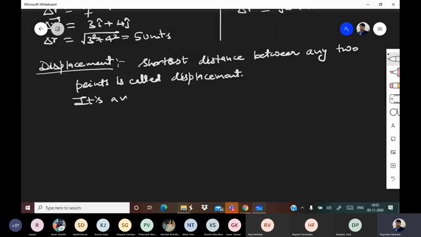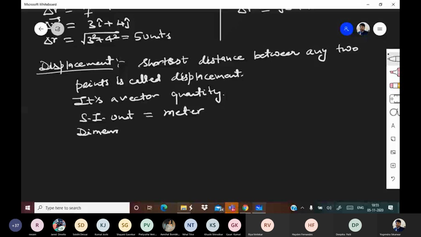SI unit is meter. Dimensions are M naught L1 T naught, because mass is 0. Okay, so this is dimensions. Now there are some key points related to displacement. Which are those key points? Please pay attention.